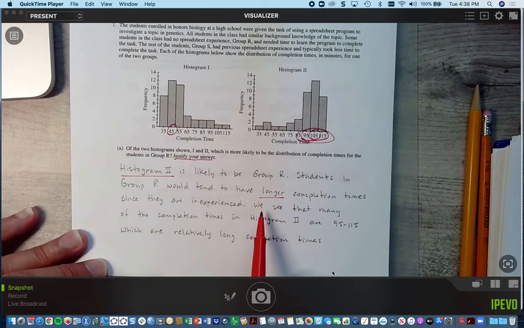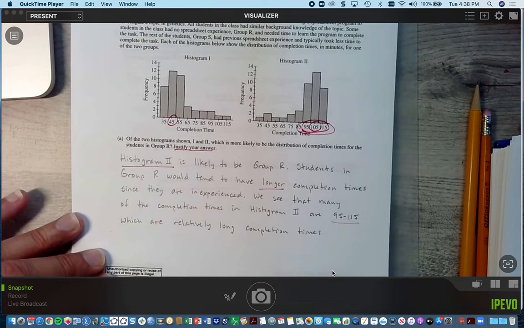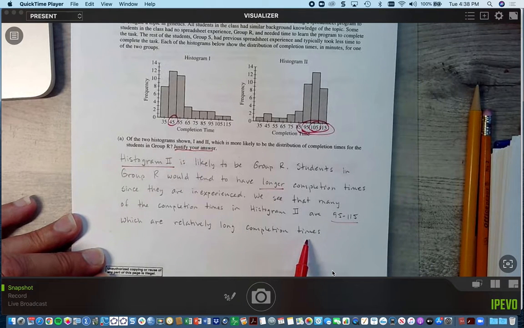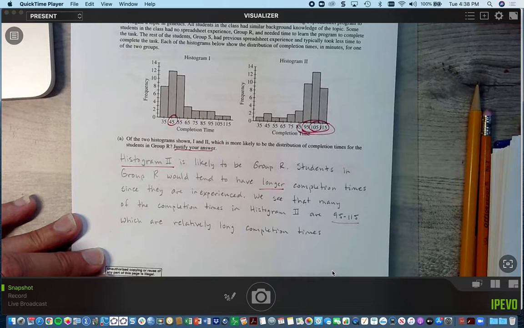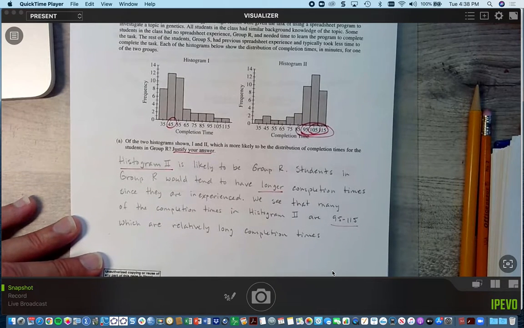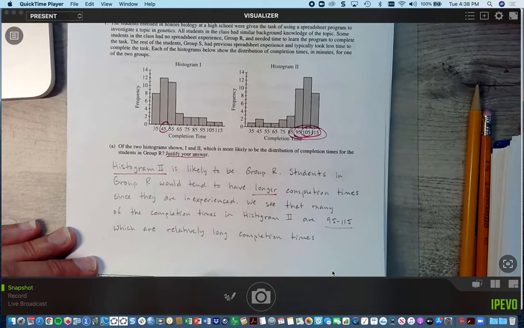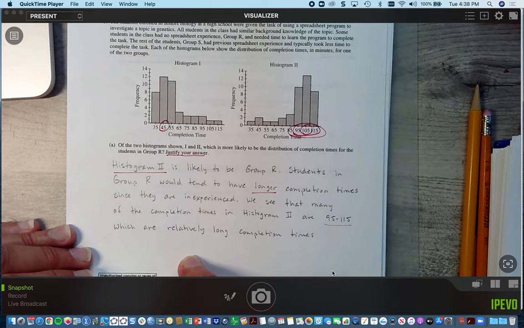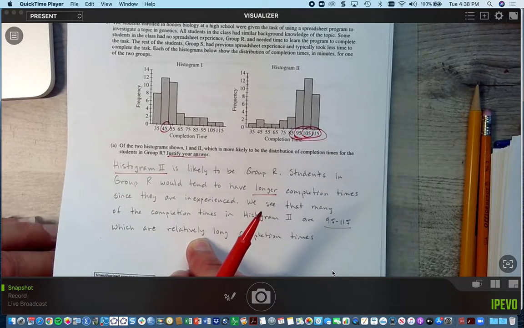We also need to say that many of the completion times in histogram 2 are between 95 and 115, and that's a relatively long completion time. The majority of the people were out here at an hour and a half or more to finish this task. A lot of people did not put that. You didn't identify the location of the peak, whereas on this one, the peak is at the lower times.